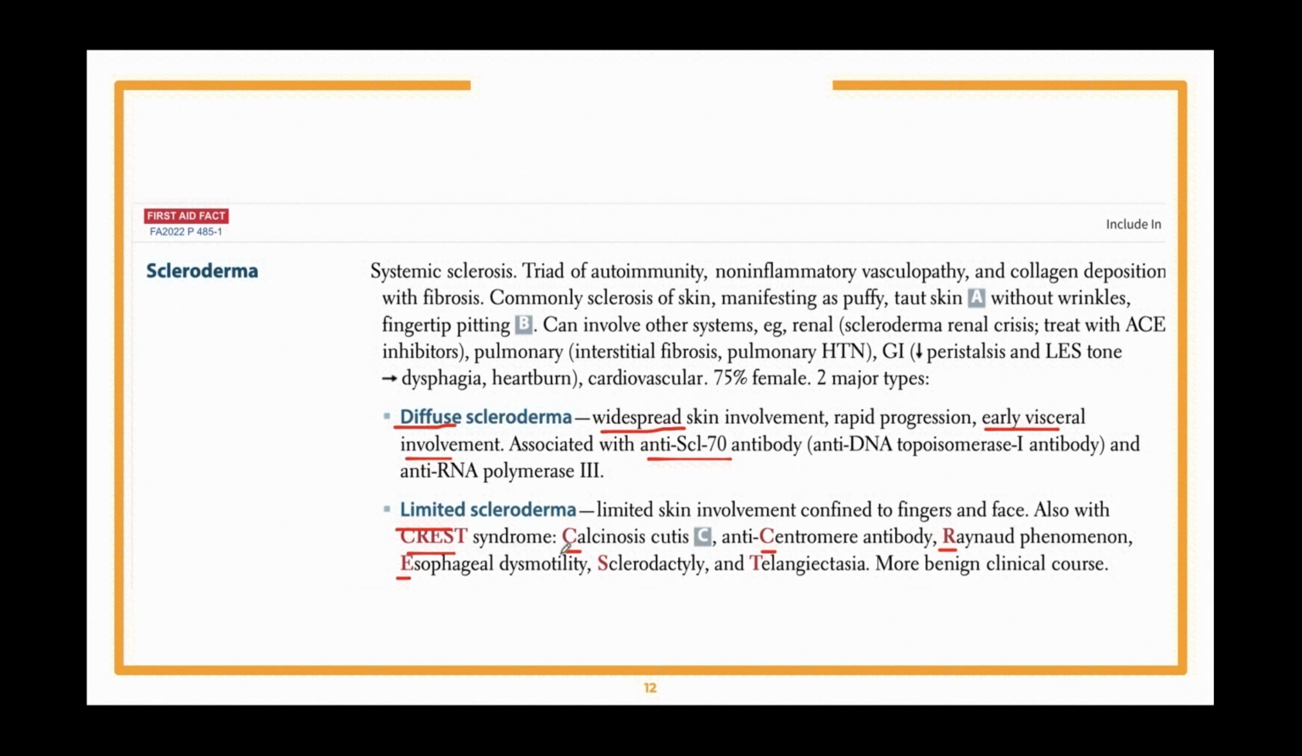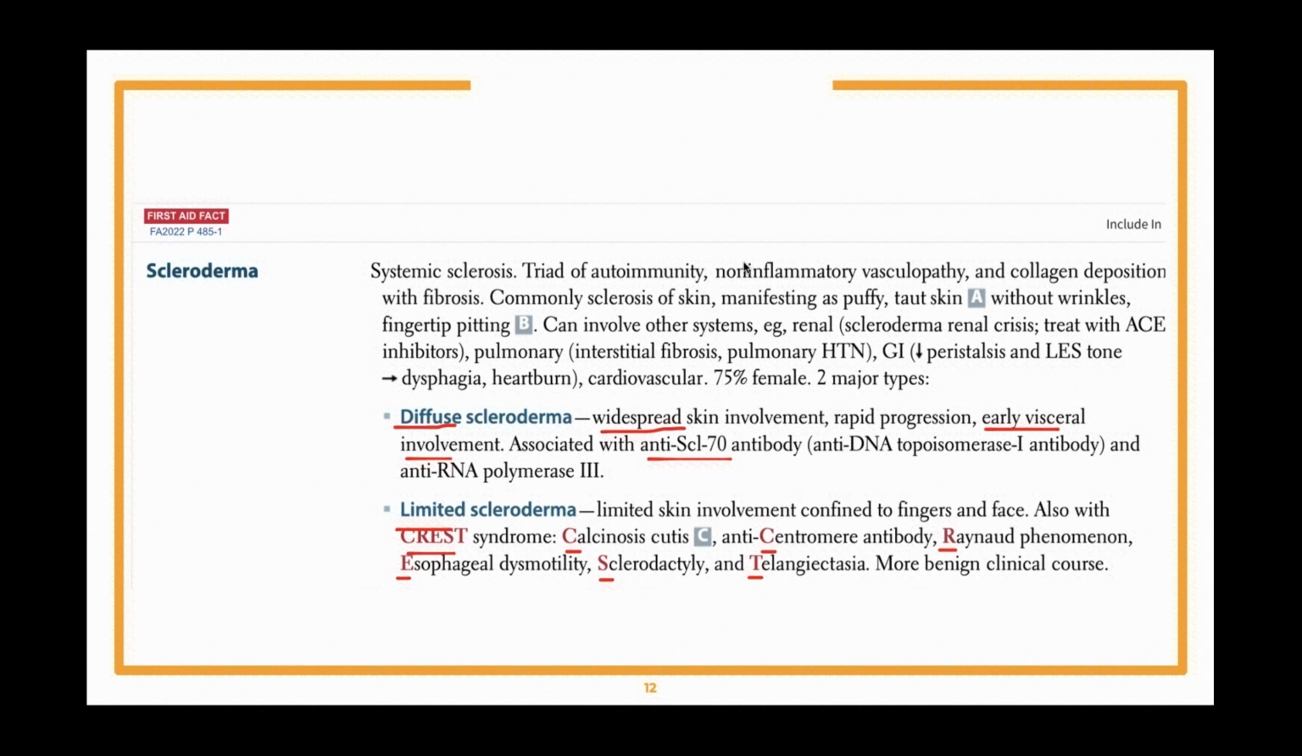And sclerodactyly, which is tightening of the fingers and digits. So it doesn't really extend beyond the fingers and hands. And also telangiectasia, so patients may get these fine blood vessels on their hands, on their face. That's the T in CREST. So like you guys selected, this is CREST syndrome, and you can have positive anti-centromere antibodies.